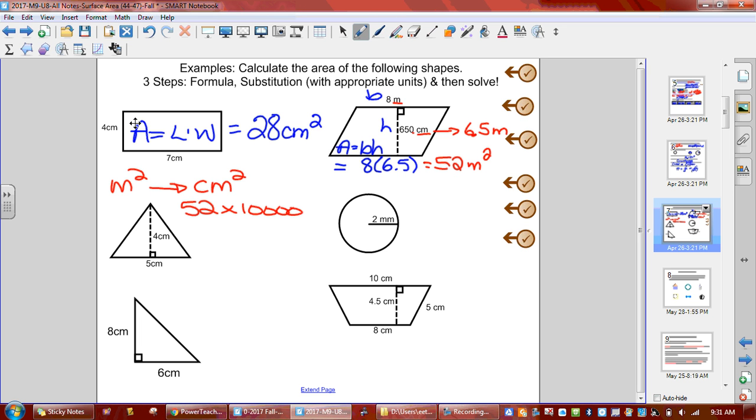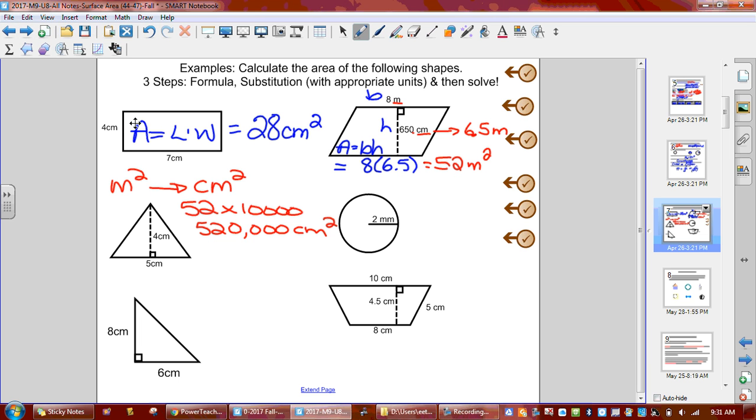520,000 centimeters squared. So remember, how many spaces would we have to move it from meters to centimeters? We would move it 2 to the right, but because it's squared, we had to double that, which is 4. That's why we have 4 zeros. Okay? Now that's if they wanted it in centimeters squared, so be careful about your units.